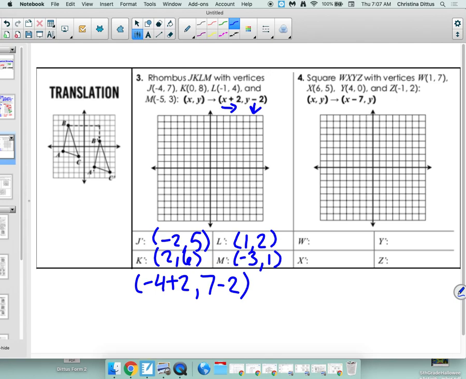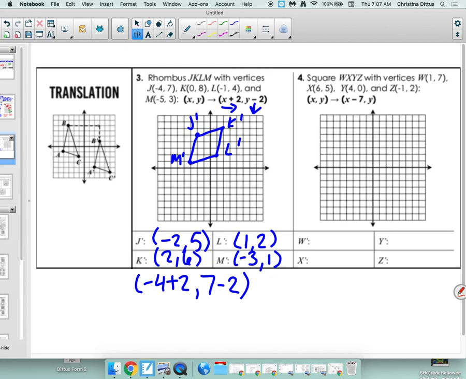Okay, so graph it. There's J prime, L prime, K prime, and M prime. Again, if you wanted to start with your pre-image and just shift it, you can do that.